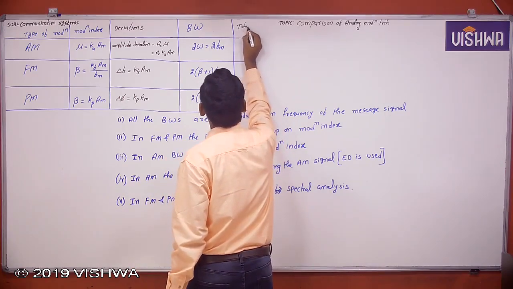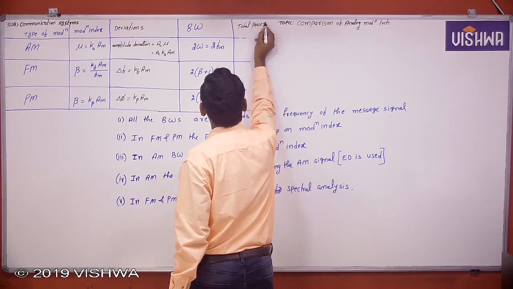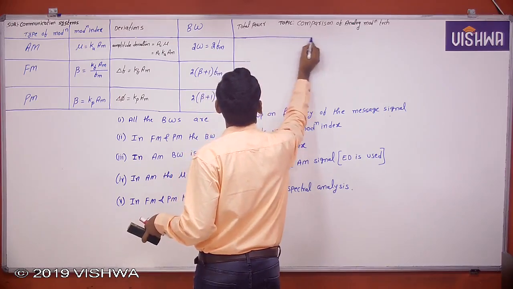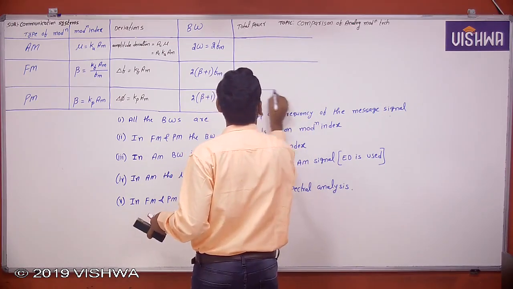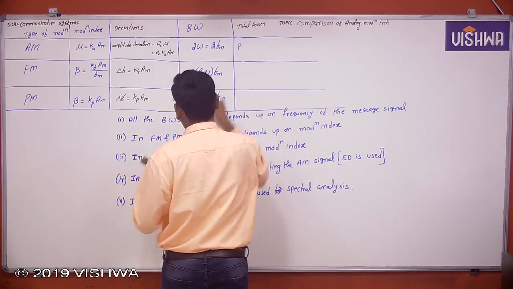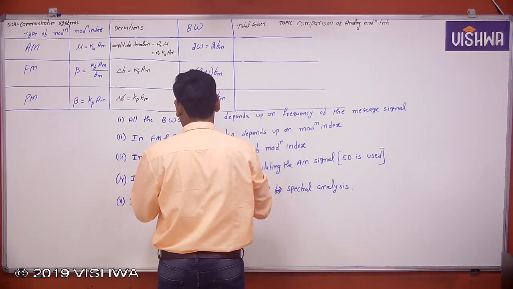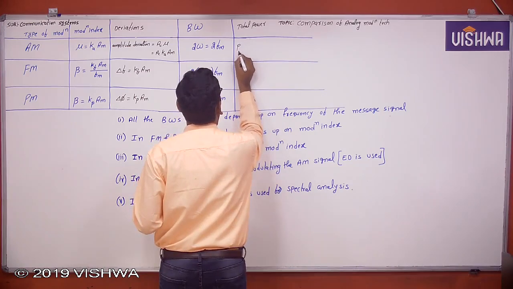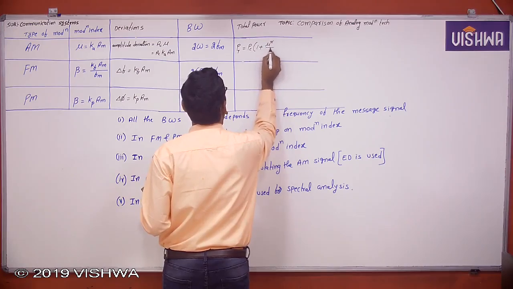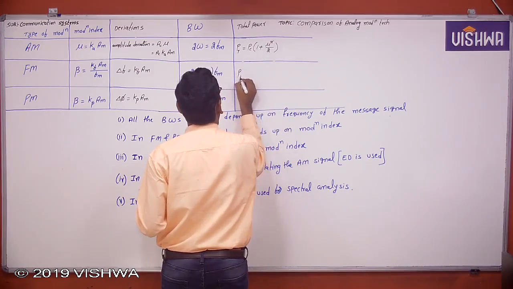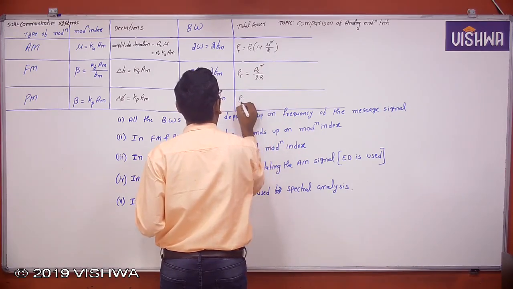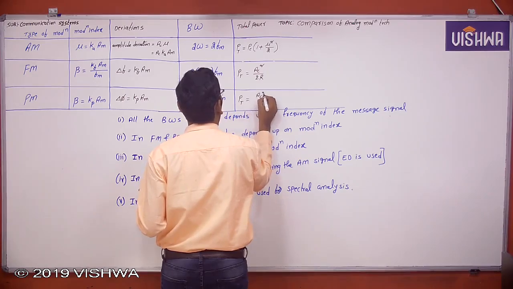Total power. Now the total power in AM is equal to PC into 1 plus mu square by 2. Now the total power in FM is the unmodulated carrier power. The total power in PM is also the unmodulated carrier power.